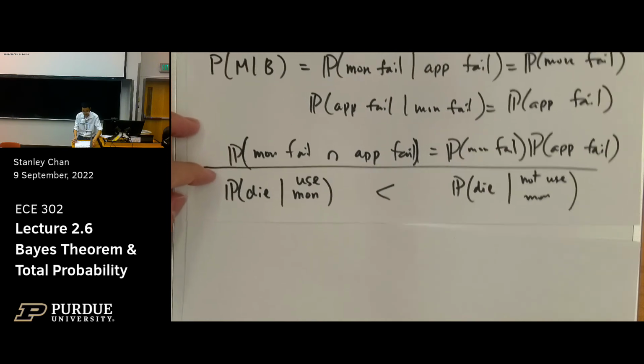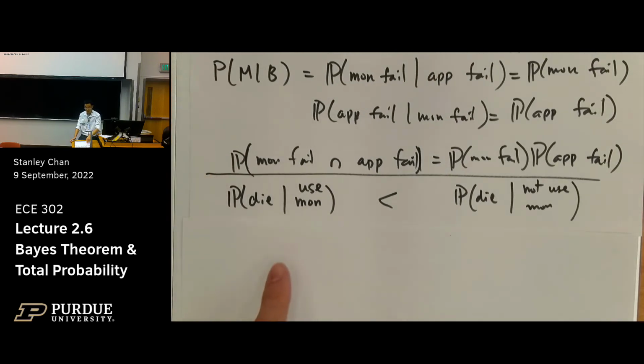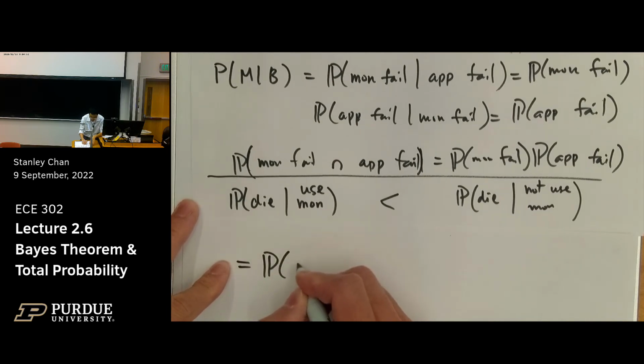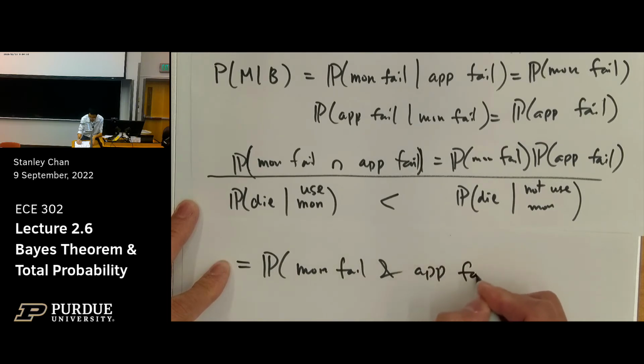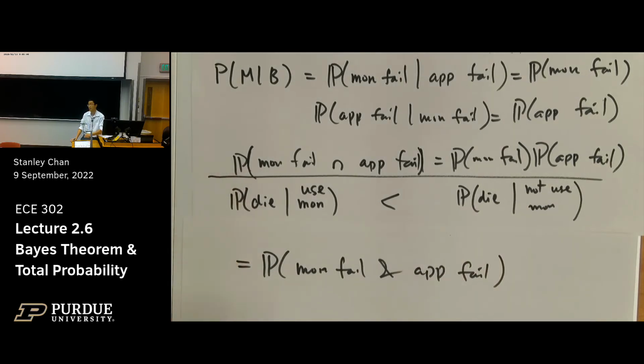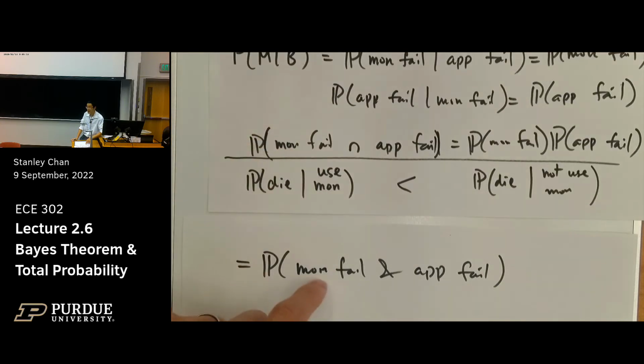Let's connect the dots. The probability that a patient dies, given that he or she uses the monitor system, there's only one reason that the patient is going to die if he's using the monitor system, which is that the monitor fails and the apparatus fails. This is the same as this one. Okay? Although mathematically, symbolically, we can't draw any connection.